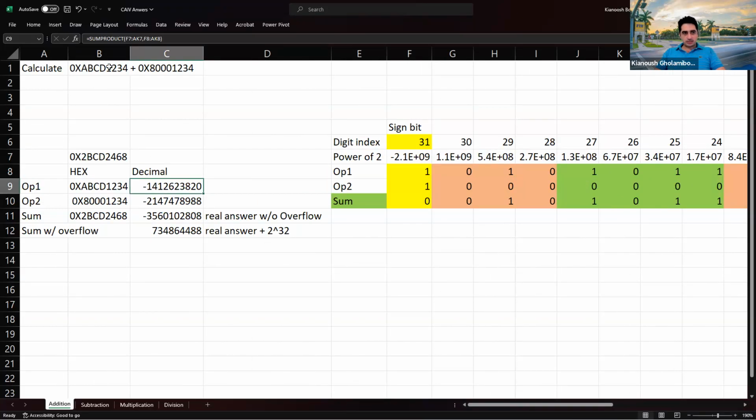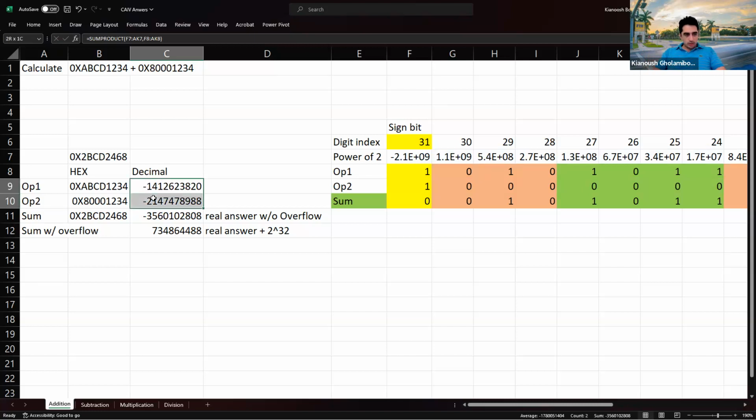So this ABCD123 that I wrote at the beginning was representing a negative number, negative 1,412,623,820. And the second number, which is 8,000,123, can be converted in a similar fashion to decimal. All you need to do, again, is the sum product of the operand 2 bits by the same powers of 2. The answer will be negative 2.1 some billion.